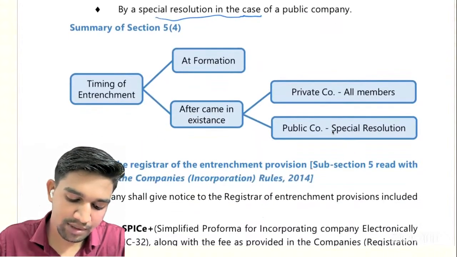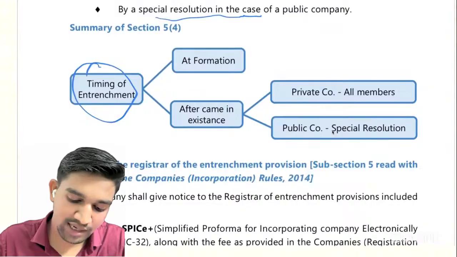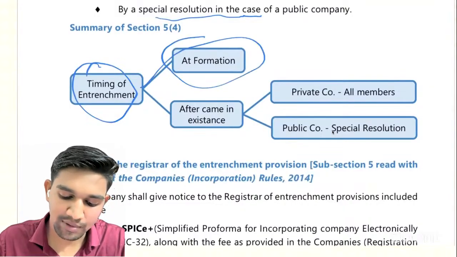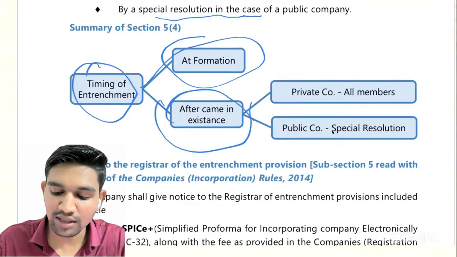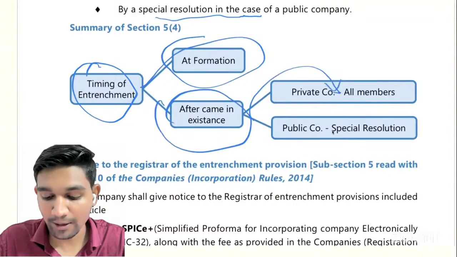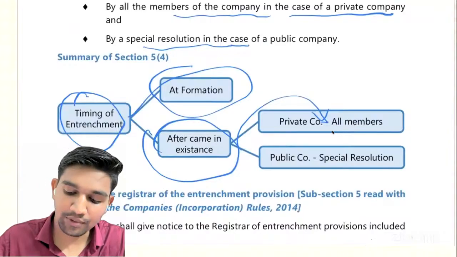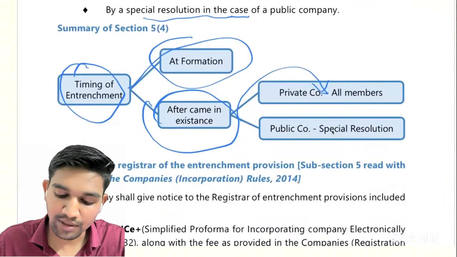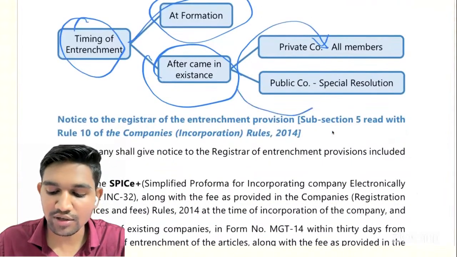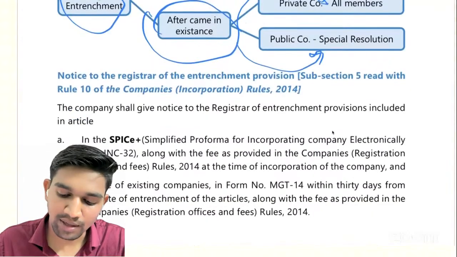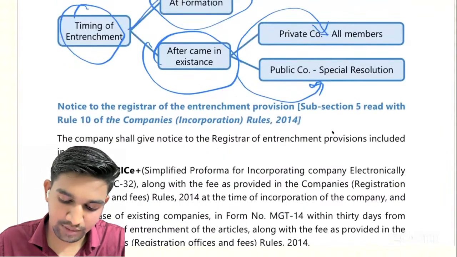So the timing of entrenchment inclusion is either at the formation of the company or after it came into existence. Then in case of a private company, it should be approved by all members of the private company. In case of a public company, there must be a special resolution passed by the company.